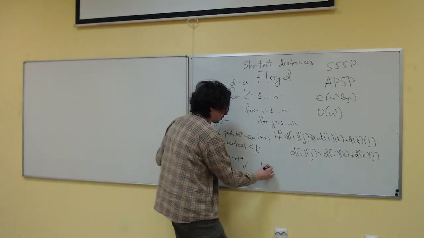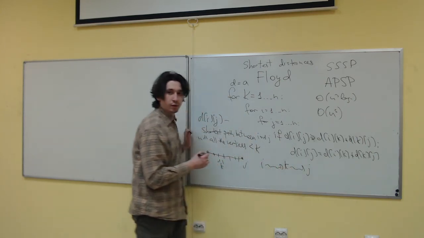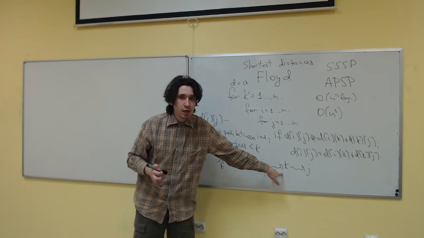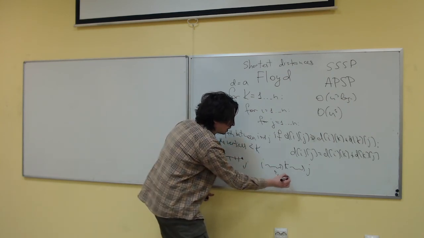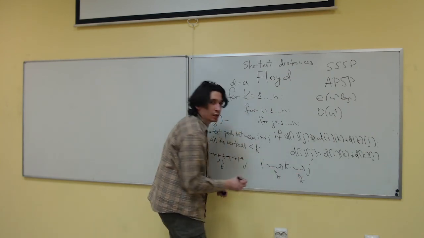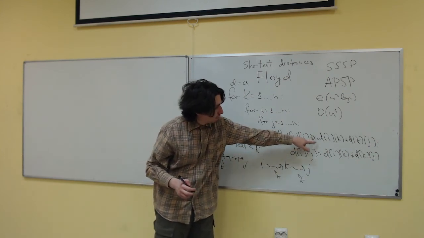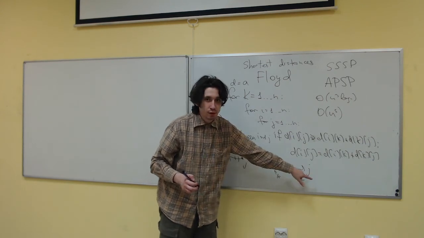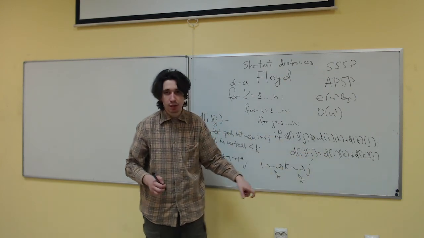Then it is i, it is k, it is j. Then everything here is less than k. All the vertices here are less than k, and all the vertices here are also less than k. Then we just compare whether d_ij is bigger than the distance from i to k plus from k to j. And if it is smaller, then this is the real distance.